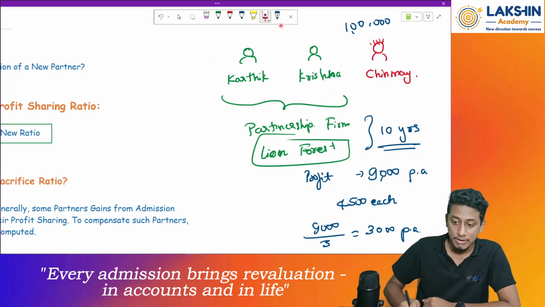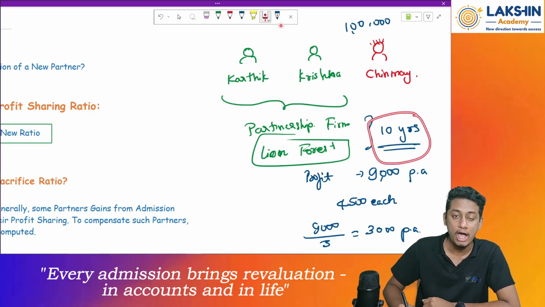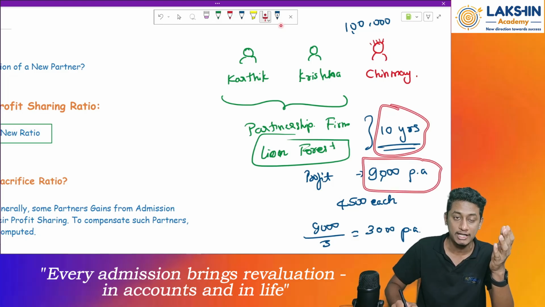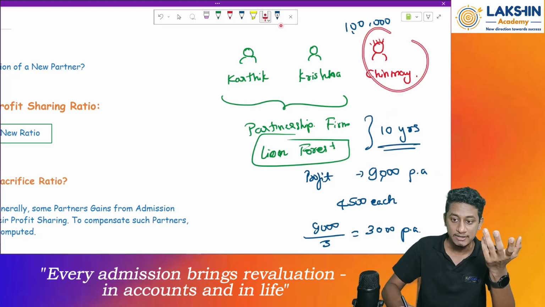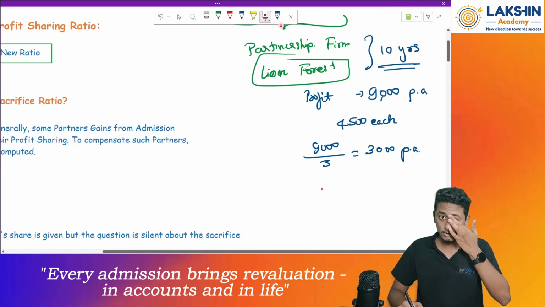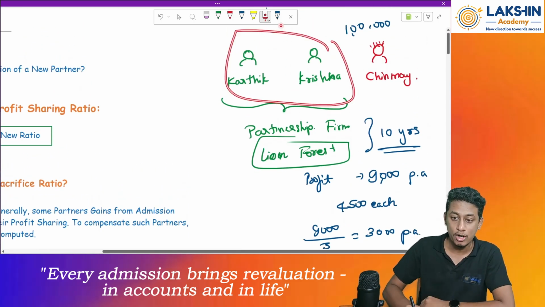No. Why? Because they have run the business for 10 years now. They have been breaking their minds for the business for 10 years and have come to a point where they are earning this much profit. Now Chinmay is simply coming in and getting a share of the profit. Why should they give? So now they both say that we want to make a deal.